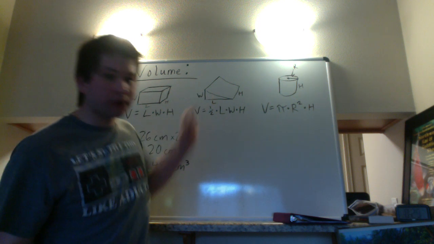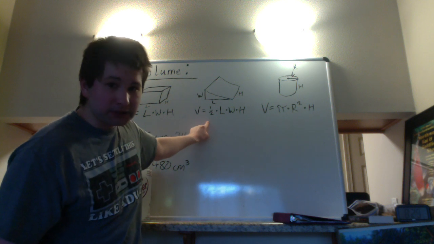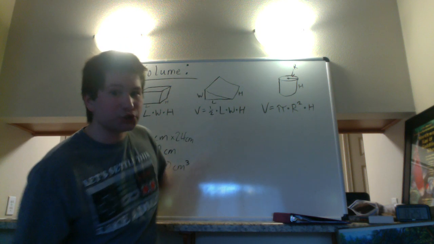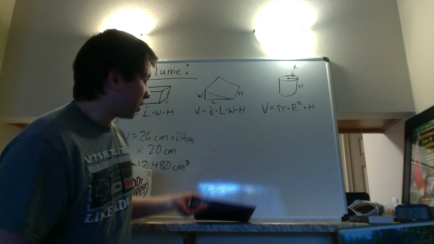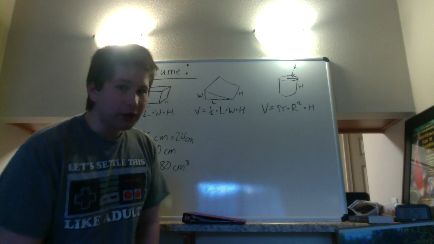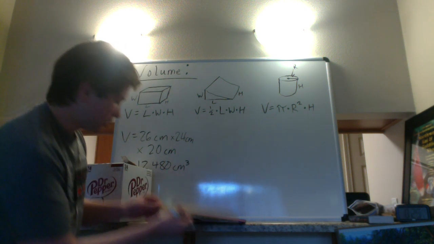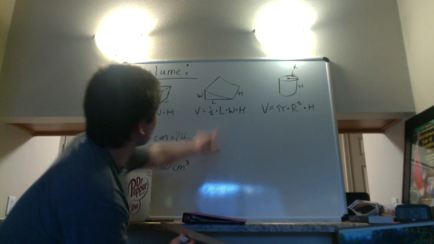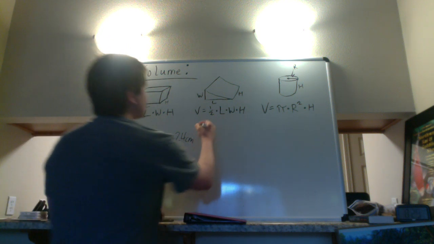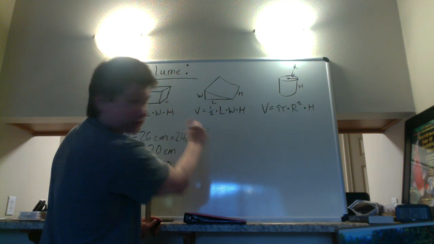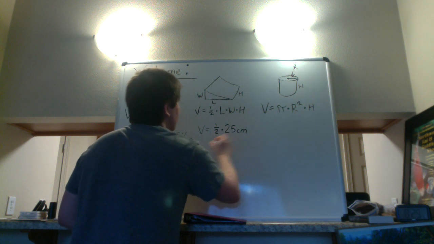We have a triangular prism, which is the exact same formula for volume, except you're going to multiply by 1/2 because it is a triangle as the base. Here's my example of a binder. I'm going to start by finding the area of the base of that triangle. Where's my ruler? Okay, I'm going to start with the length. So we have 25 centimeters. I'm going to follow the formula as it reads. So 1/2 times 25 centimeters.